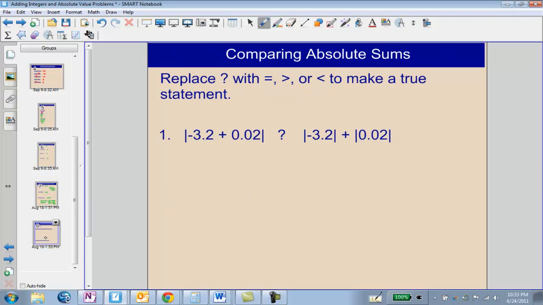So now let's move on to the last slide, in which we have some more absolute value, and we're going to determine which is bigger, the addition problem on the left or the addition problem on the right. So in number one, you need to think about, would you add first or take the absolute value first? And then on the right hand side, would you add first or would you take the absolute value first? So give those a shot and let's see how you do.